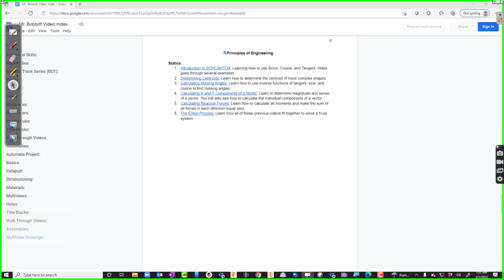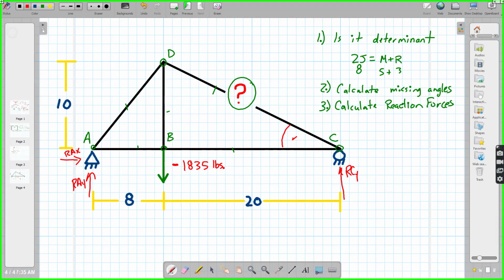So let's go back out there. Here we are in that video library, right? If we take a look, number 5, it says calculating reaction forces. So that video will walk us through how to get those reaction forces. It's kind of an important deal, because our next step in the whole setup here is to solve for x and y components of the vector.